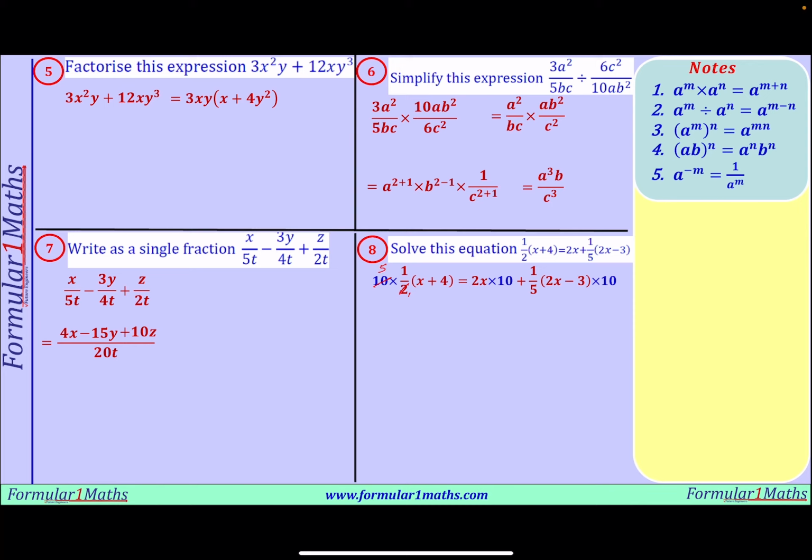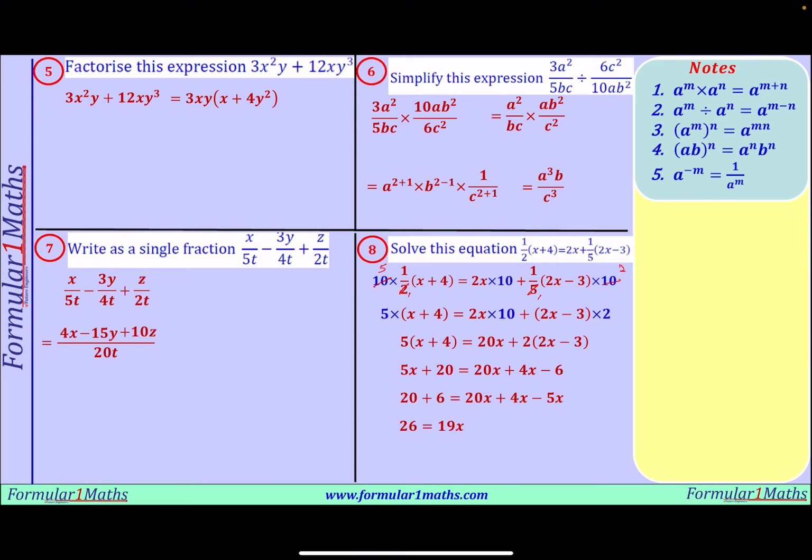And then for this side, 5 goes to 1, and 5 goes to 2. So now it reduces to this, which is a very nice linear equation that we can solve easily. So let's simplify that further. To get this, expand the brackets, you're going to get this. Then rearrange by putting the like terms together, and you get that. Simplify further, you're going to get 26 equals 19x.